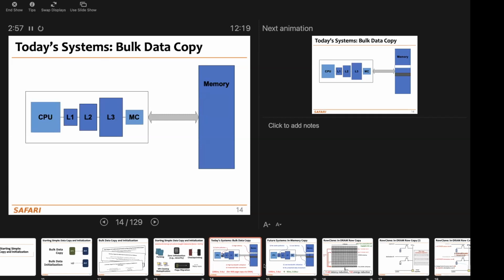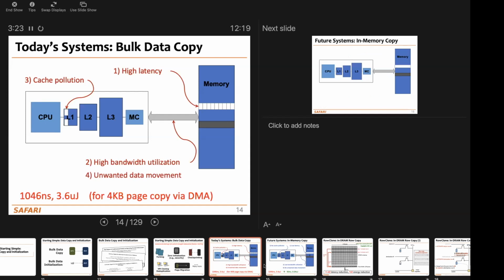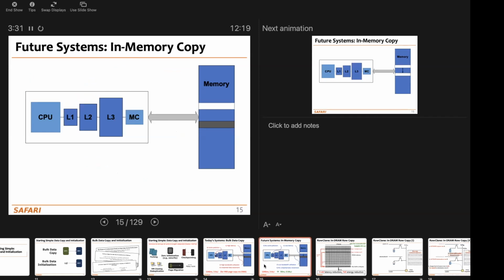I think Onur already showed this slide. The problem with bulk data copy these days in computing systems is that you need to do the copy through the host CPU. That means moving cache lines all the way to the L1 and then writing them back to the memory. And this is high latency, high bandwidth utilization. It causes cache pollution for data that you are not really going to reuse right next, and also has a lot of unwanted data movement. So it's costly in terms of the execution time and in terms of energy.